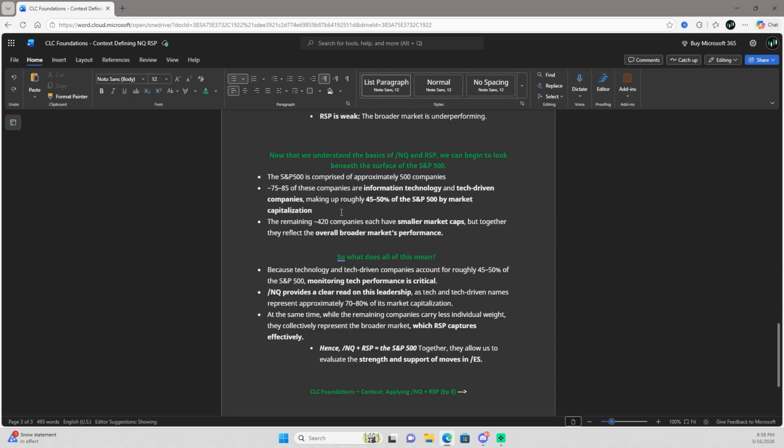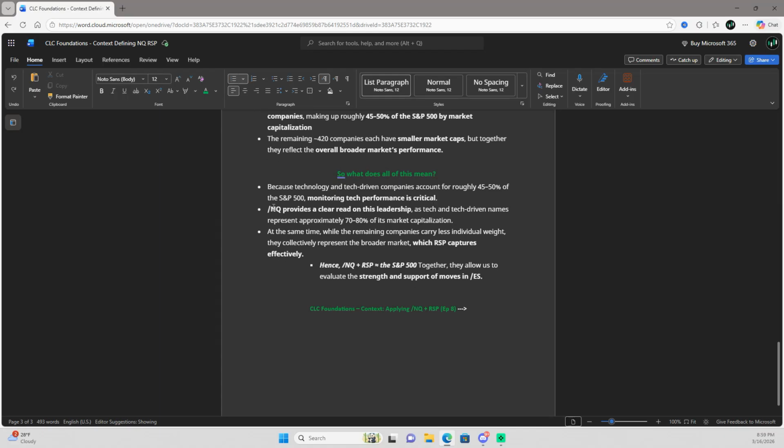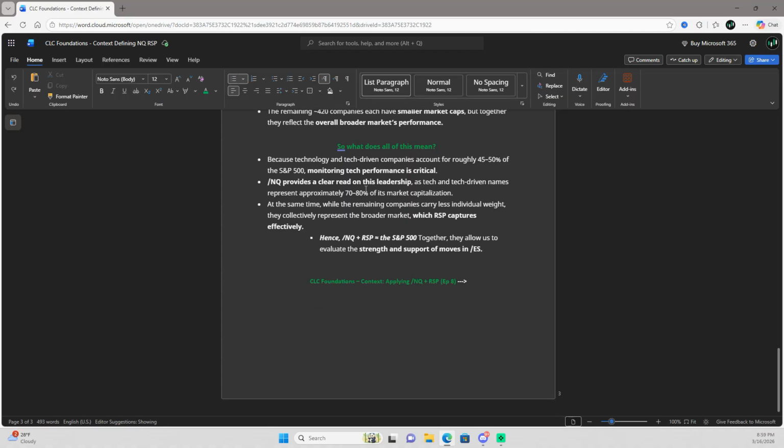The remaining 420 companies each have smaller market caps, but together they reflect the overall broader market's performance. And so because tech and tech-driven companies account for nearly half of the market cap within the S&P 500, monitoring tech performance is critical. And a good way for us to watch that tech performance is through NQ, simply because tech and tech-driven names within NQ represent 70 to 80% of its market cap.